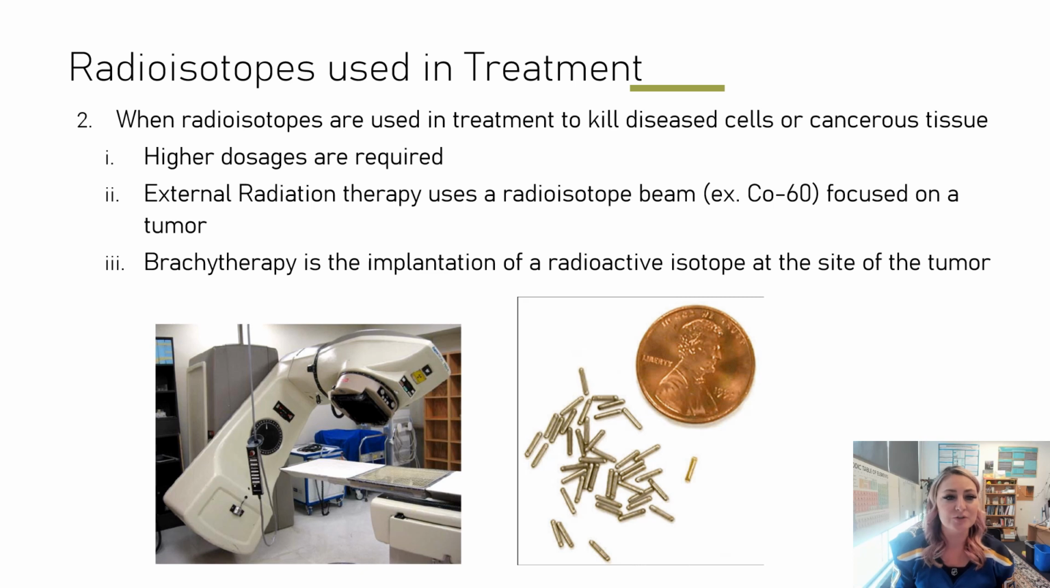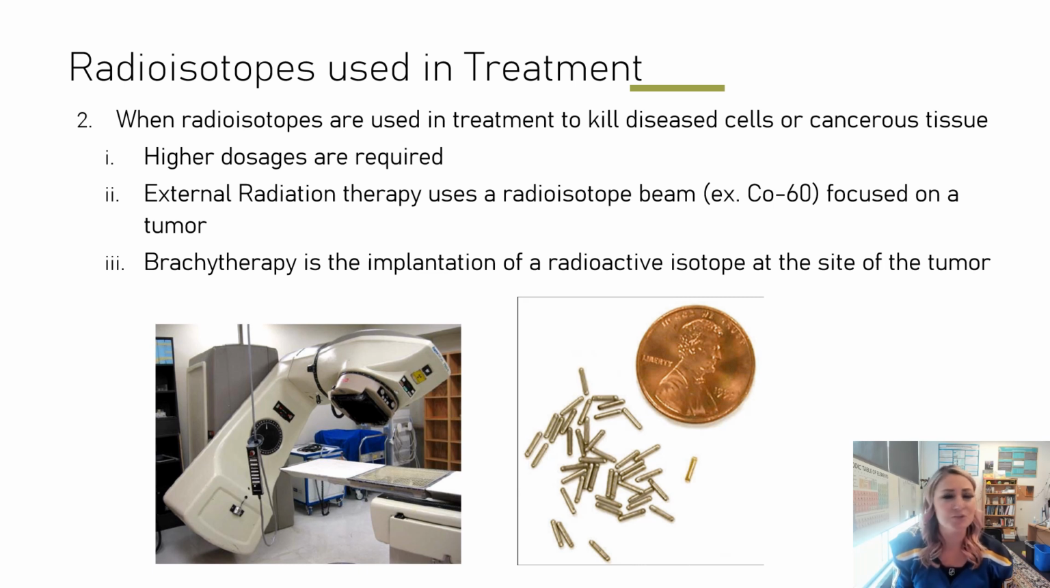If we are trying to kill cells, we are going to need higher dosages, and we can use external radiation therapy, which uses a radioisotope beam. So you're seeing that machine there. We had talked earlier about cobalt-60 as being an example of a radioisotope that could be focused on a tumor to kill those cancerous cells.